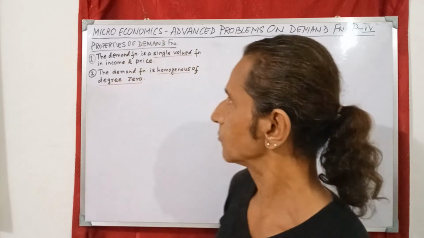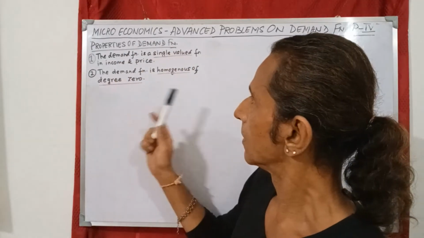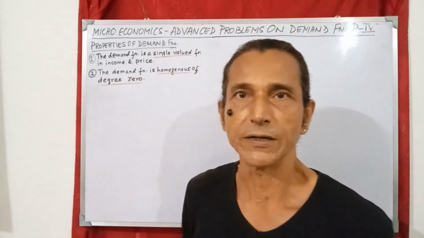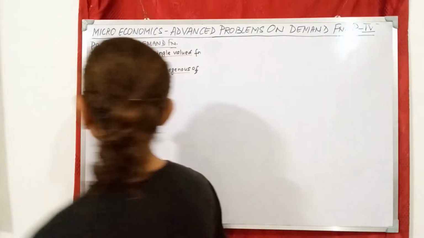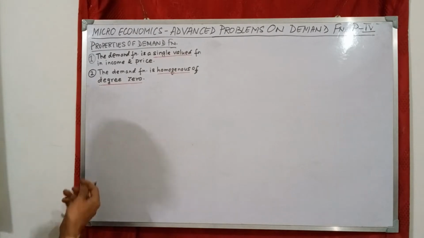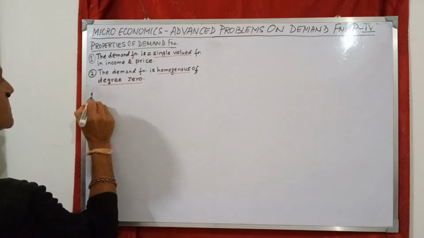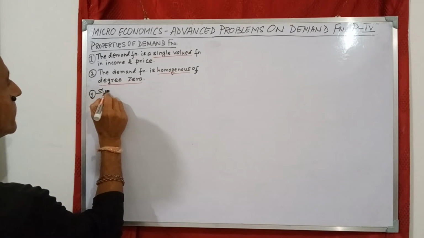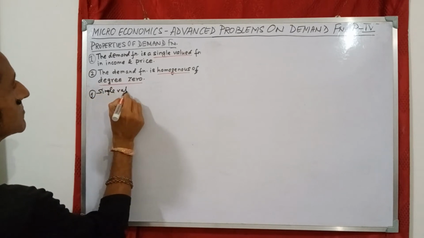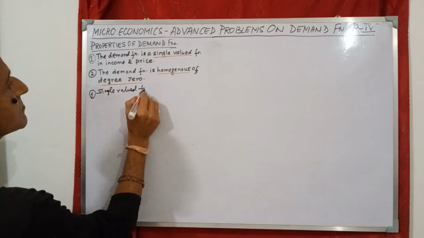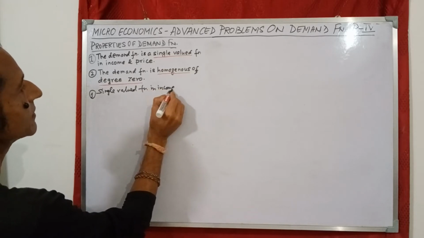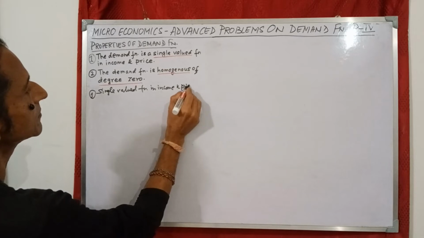Now I shall prove mathematically these two properties. Please watch carefully. Number one, single valued function in income and price.